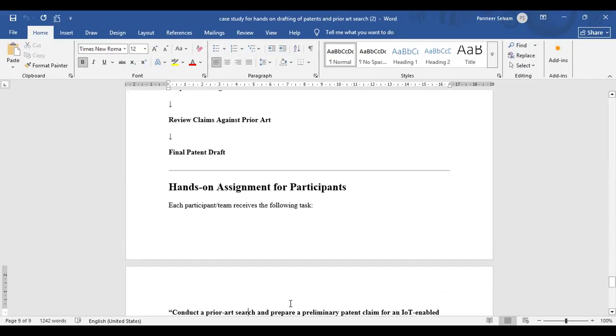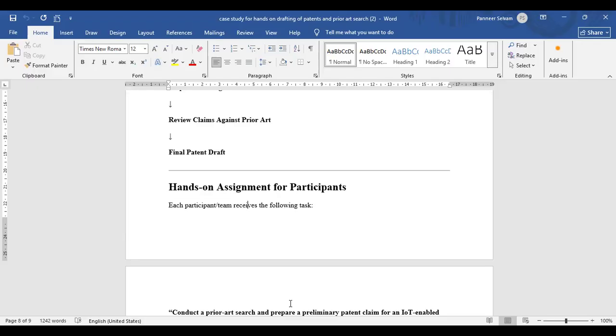So this is how we need to convert the priority art search to drafting workflow in a step-by-step sequential process. Now, for participants, I'm going to give a hands-on assignment. Now it is time for participants to undertake an actual assignment. Each participant or team will conduct a prior art search and prepare a preliminary patent claim for an IoT-enabled smart warehouse system integrating RFID inventory identification, environmental sensing, energy monitoring, and automated control.